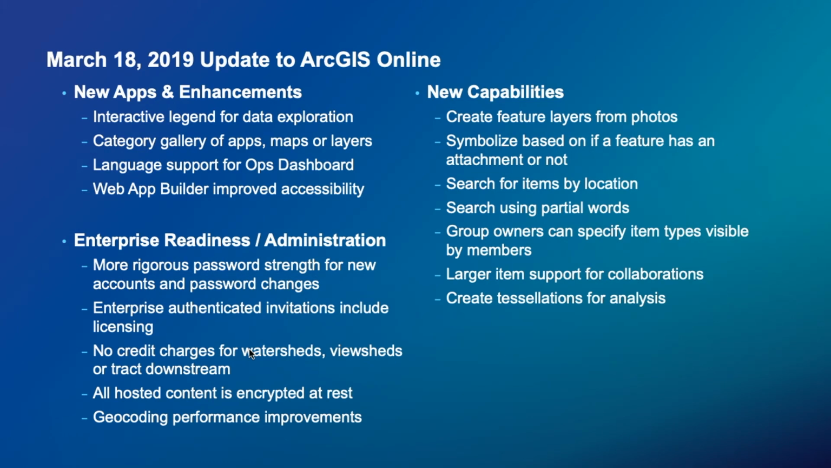Search is improved by being able to search for location. That's been a long-standing one. And search also with partial words. Instead of completing an entire word and then we do the search, as you're typing it, we're searching for it. So lots of improvements there.